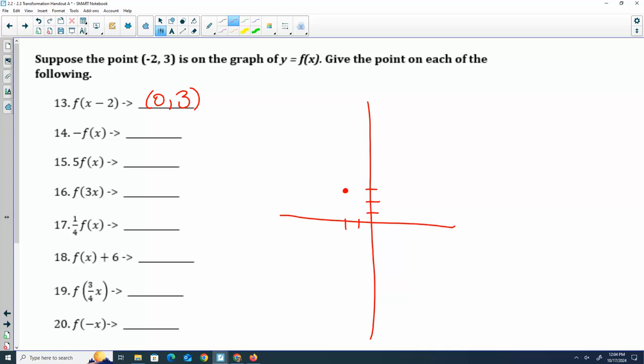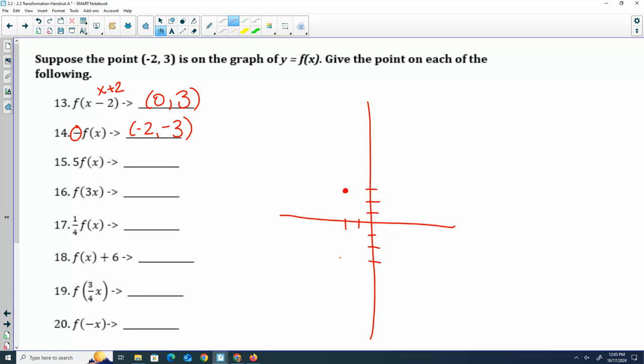The other way we talked about, what I've said every time is outside is y, does what it says. Inside is x, does the opposite. This is inside, so it would do the opposite. So it would take my x and add 2. -2 plus 2 is 0. So negative f of x. That's saying what? Flips over the x. So my point will come down here. Or you could think, okay, outside is y. So if I make my y negative, -2, -3.